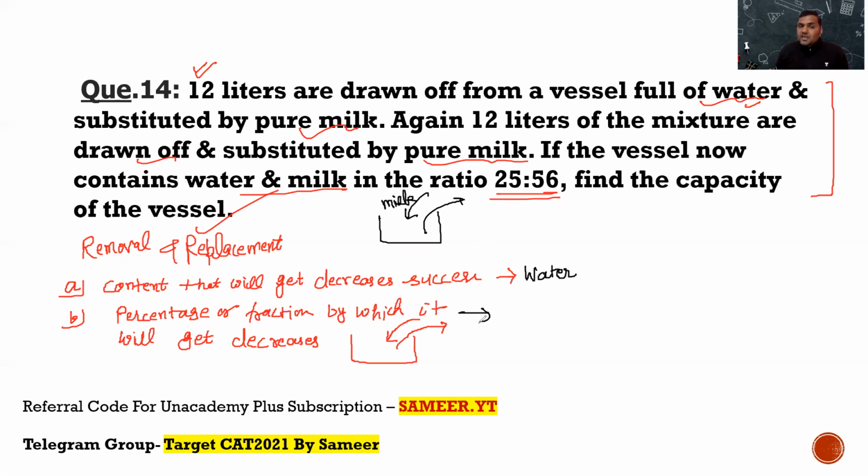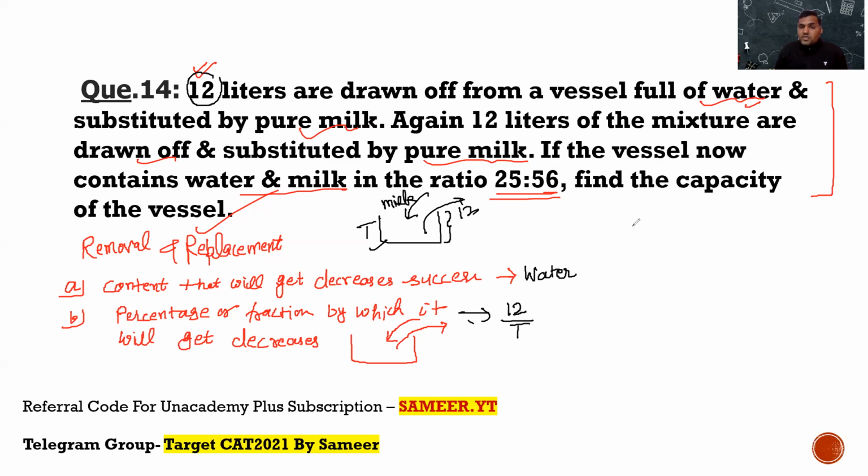By what fraction will it get decreased? Fraction means what part of the total solution you are removing. We don't know that, because it's mentioned that you are withdrawing 12 liters, and you don't know the total quantity. So 12 liters as a part of the total is the fraction by which it will get decreased successively. So the fraction is 12 upon T. All right, so these are the 2 points. Let's use the information now.